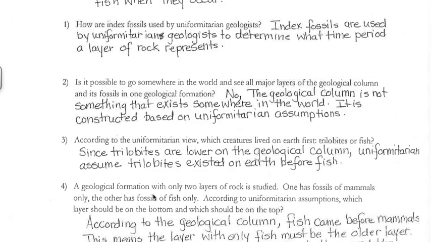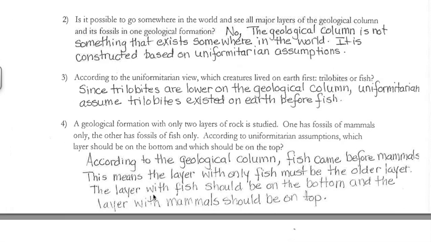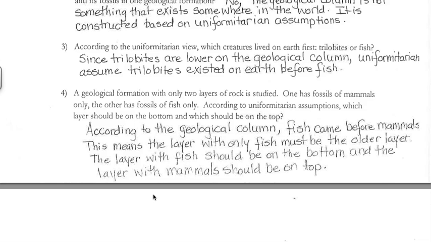Number 3. According to the uniformitarian view, which creatures lived on Earth first, trilobites or fish? Since trilobites are lower on the geological column, uniformitarians assume trilobites existed on the Earth before fish. Number 4. A geological formation with only 2 layers of rock is studied. One has fossils of mammals only. The other has fossils of fish only.